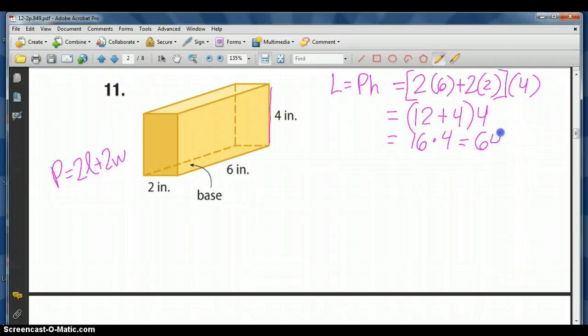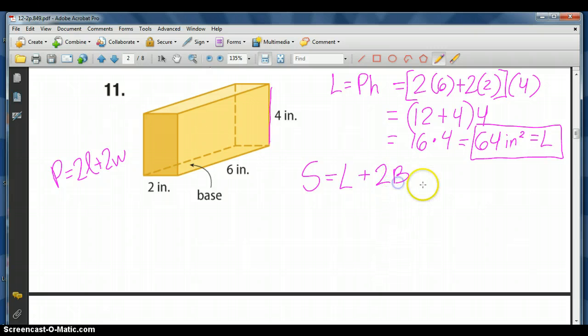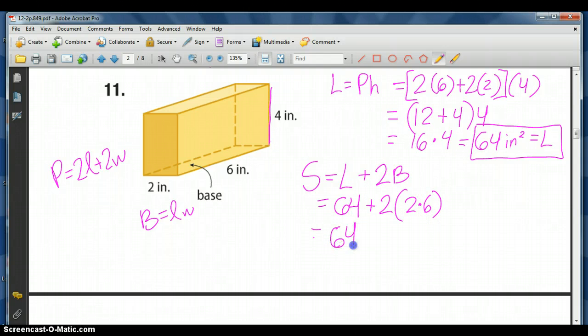So we end up with 64 square inches for our lateral area. Next, we want to use that to calculate our surface area. So our surface area is lateral area plus 2 times the area of the base. So this will be equal to 64, the lateral area, plus 2 times the area of the base, where my base area is just length times width. So 6 times 2, 2 times 6, really doesn't matter what you put in there. And we end up with 88 square inches for our surface area.